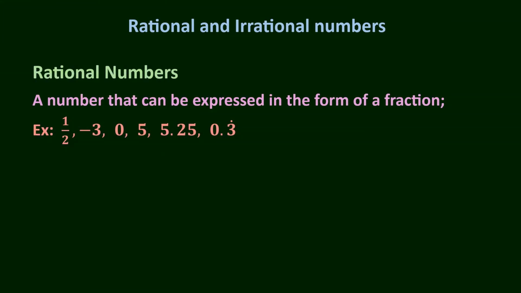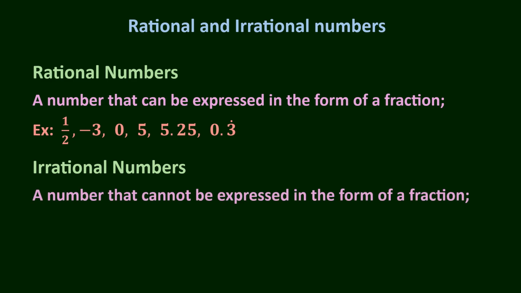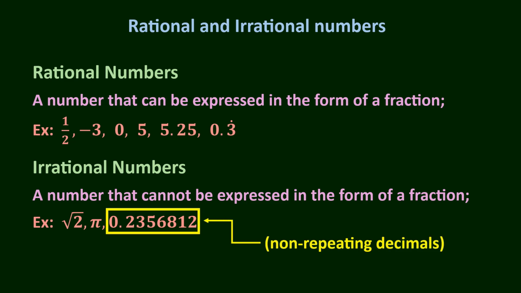Then the next type of number is the irrational number. An irrational number cannot be expressed in the form of a fraction. It is not possible to express an irrational number as a fraction. For example, root 2, the value of pi, and non-recurring decimals. These are non-repeating decimals or non-recurring decimals. Non-recurring decimals are considered irrational numbers.